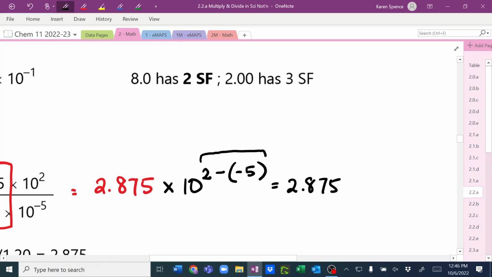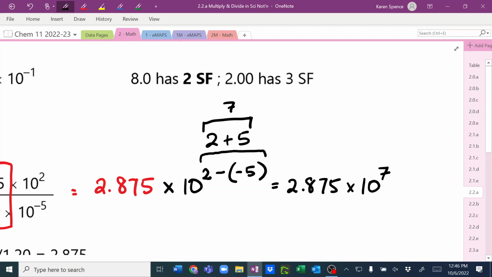Actually, I could do this here. What is this equal to? 2 plus 5, yes, because when I subtract -5, it's the same as adding +5. And so 2 plus 5 is 7. So I now have times 10 to the 7. Is that in scientific notation? Yep, exactly.